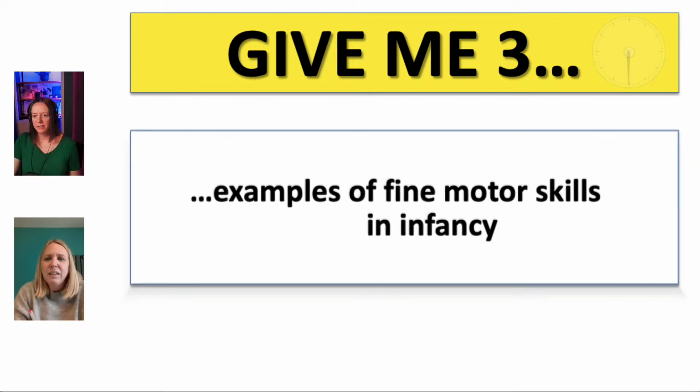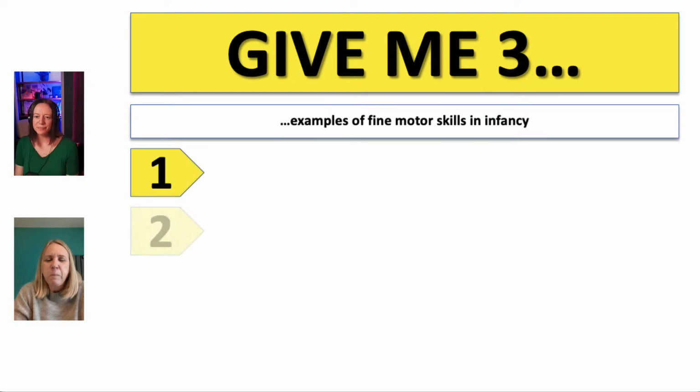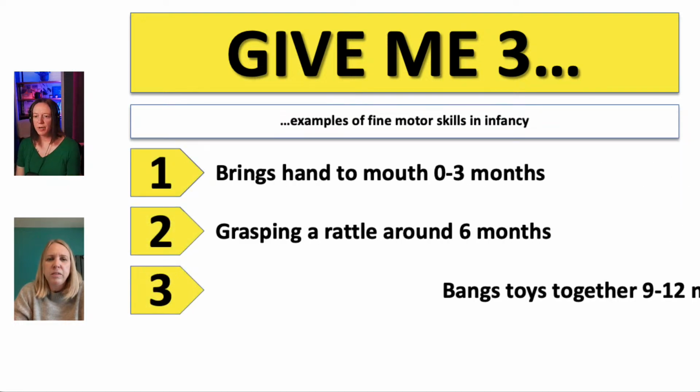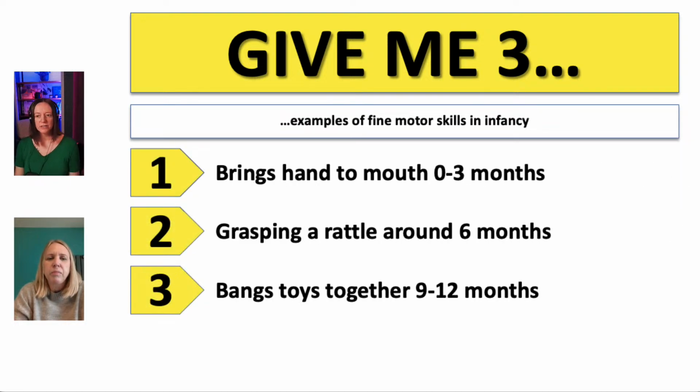Brilliant. So let's have a look at what we have on screen. So brings hand to mouth, that's what you were saying, Lynn. That's a very early fine motor skill. 0 to 3 months, babies will bring their hand to their mouth. Grasping a rattle around 6 months. Banging toys together around 9 to 12 months.